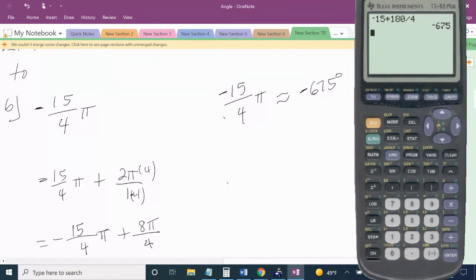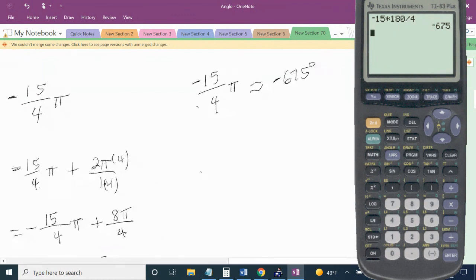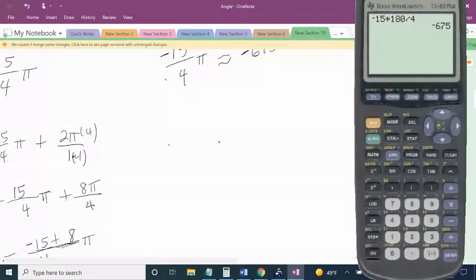675 degrees, right? So if I were to sketch out negative 675 degrees, right, this is 0, negative 90, negative 180, negative 270, and negative 360.